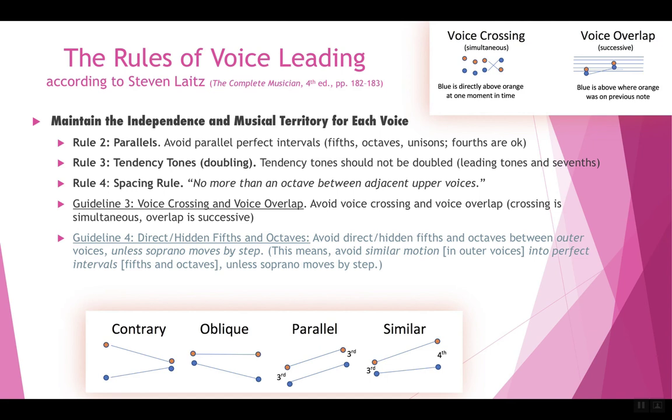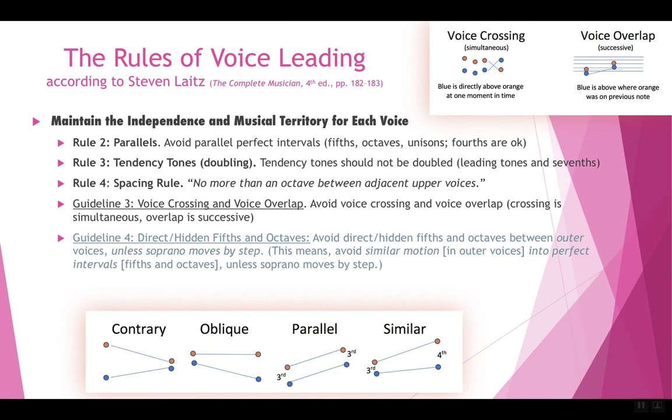grayish, bluish gray. It's the notion of direct or hidden fifths, or direct or hidden octaves. So Leitz has you avoiding direct or hidden fifths and octaves between outer voices, unless the soprano moves by step.